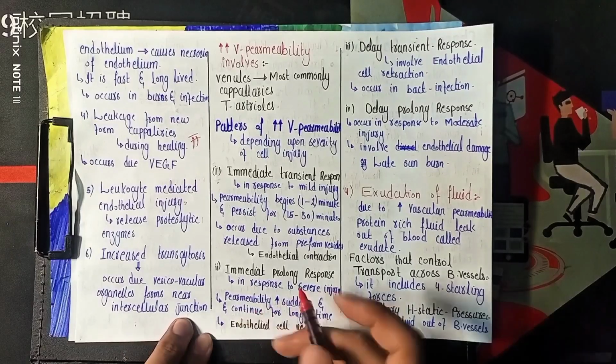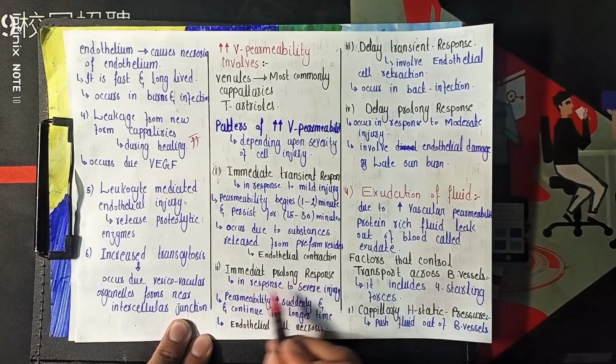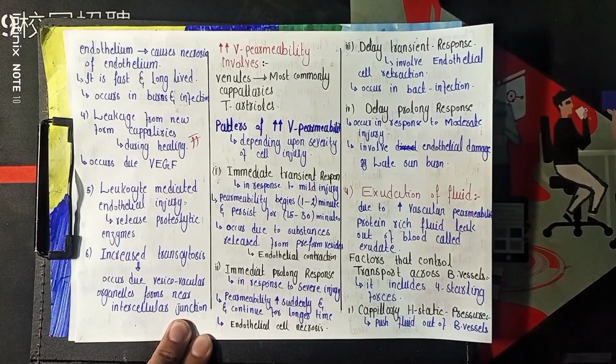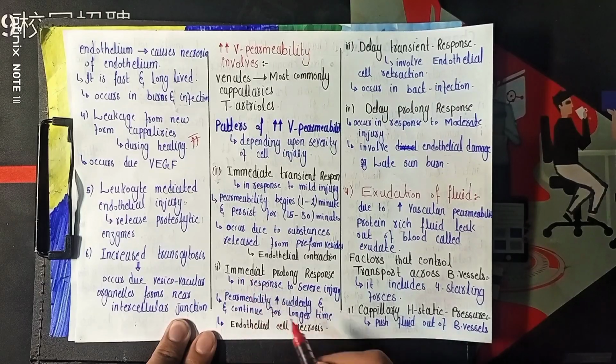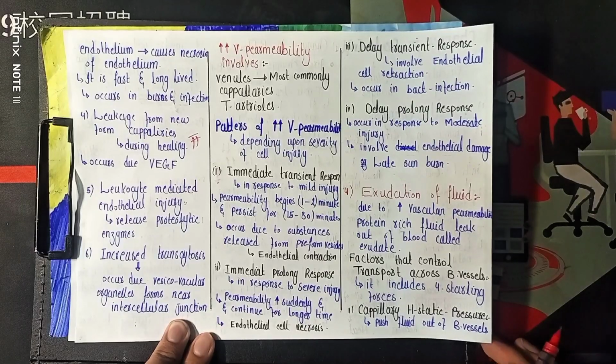Those are the immediate transient responses. Next is the immediate prolonged response. It occurs in response to severe injury. Here the permeability increases suddenly and continues for a longer time, and it includes endothelial cell necrosis.